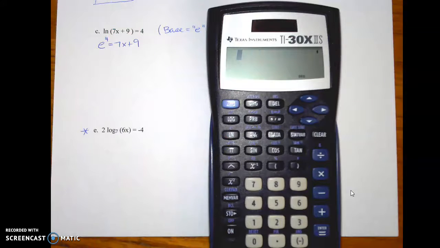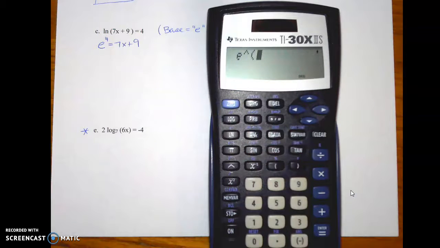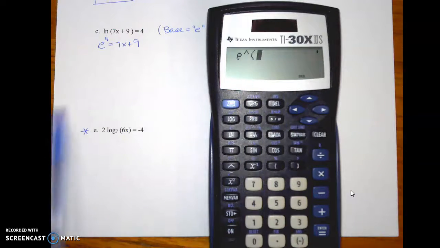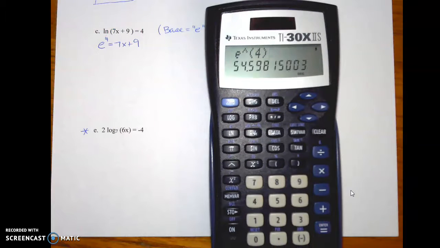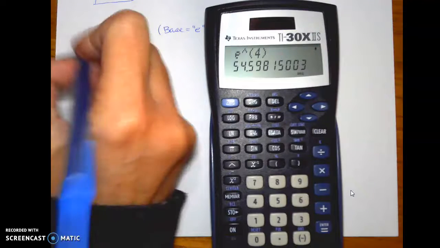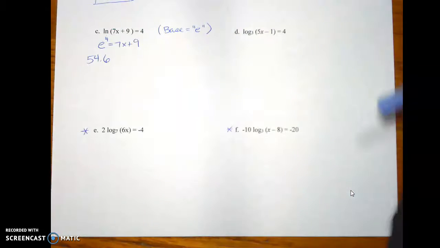I don't know how well you can see it on the video, but what you want to do is hit second ln, and you'll see that e with a caret next to it. That means you're raising e to some number. We want to know what e to the 4th is. So we're going to type in 4 right in there, and we're going to get 54.598. It's fine if you just want to use one decimal point there. So 54.6 is what we have on the left-hand side with our calculator.